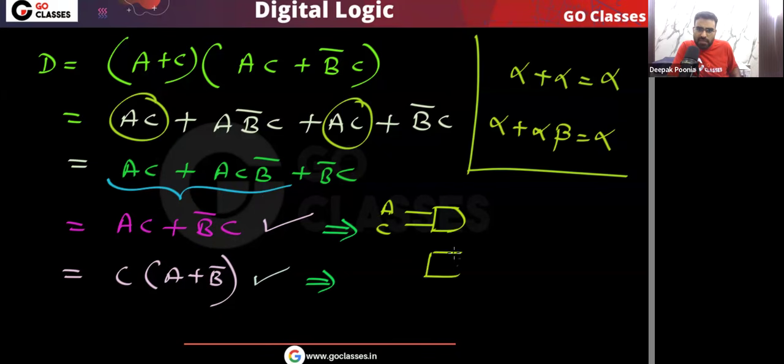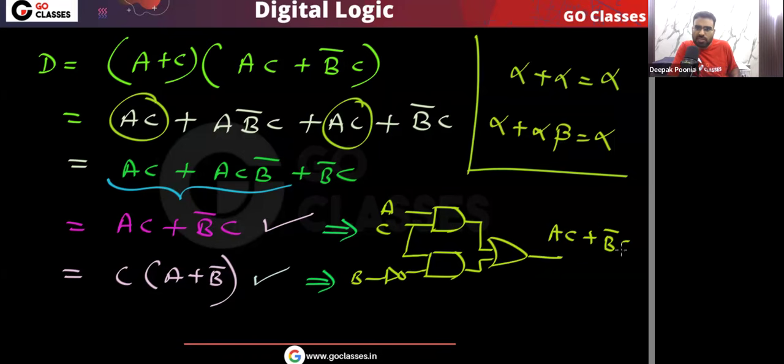I need another AND gate. For this AND gate, one input will be C, another input is going to be B bar. And finally, we need an OR gate here. That will be our answer. Okay, yes or no? Then we will get AC or B bar C.